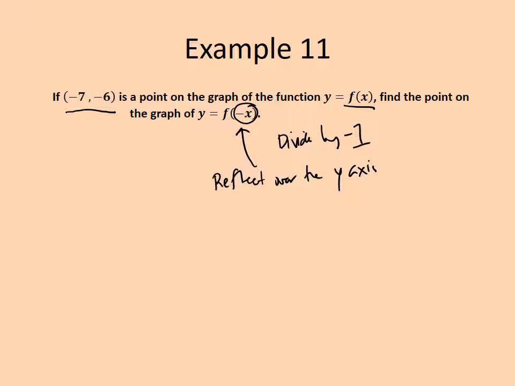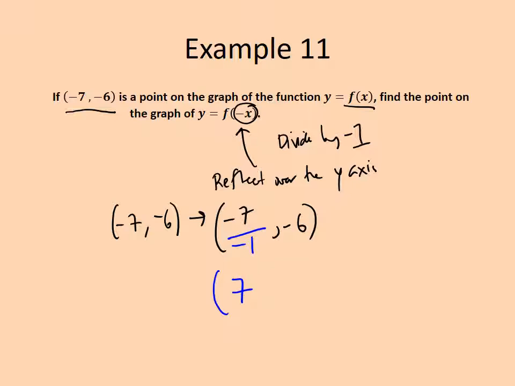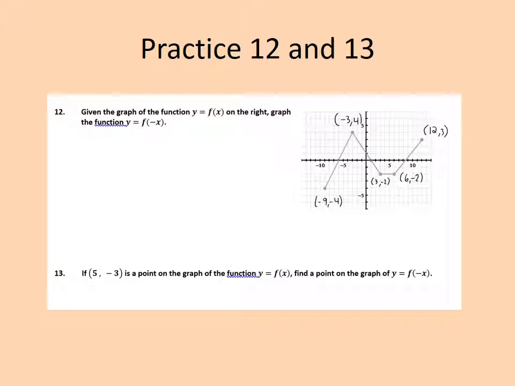Negative 1. So since our original point was negative 7 comma negative 6, we're going to take the negative 7 and divide by negative 1. As always, we keep the y coordinates the same. So when we divide by negative 1, we get negative 7 divided by negative 1, which is positive 7 comma negative 6. So the new point is 7 comma negative 6. You're going to pause the video and do practice 12 and 13 on your own. The answer will be on the next slide.